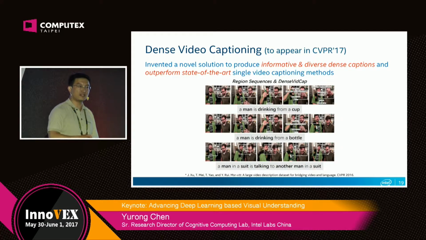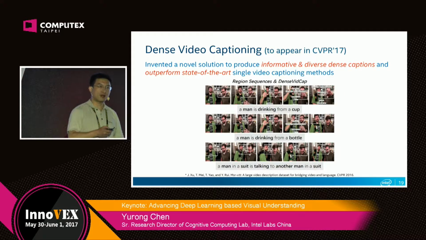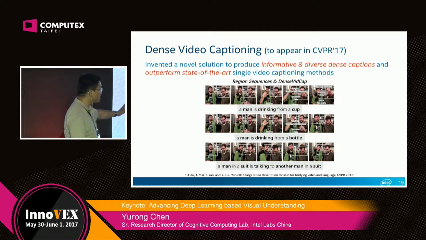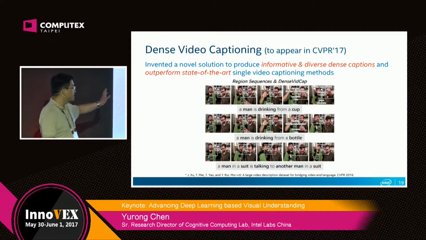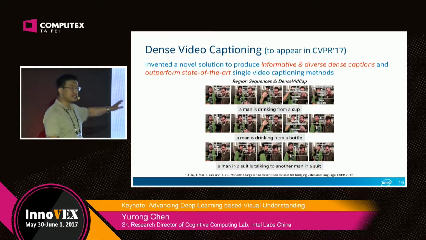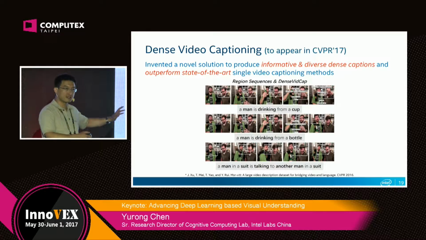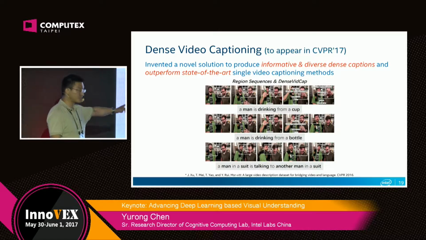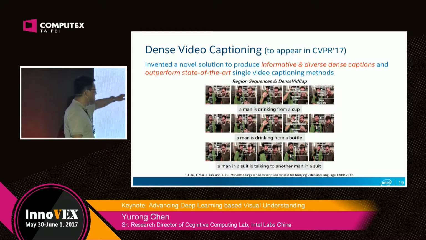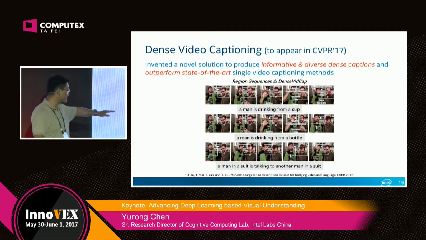Another pattern in a short video clip is rich description of regions. Here is an example. Our solution can generate multiple informative and diverse video region sequences, and our language model can generate a captioning sentence for each sequence. For example, for the first region sequence, we generate a man is drinking from a cup, and for the second region sequence, we generate a man is drinking from a bottle. And for the third region sequence, we generate a man in a suit is talking to another man in a suit.